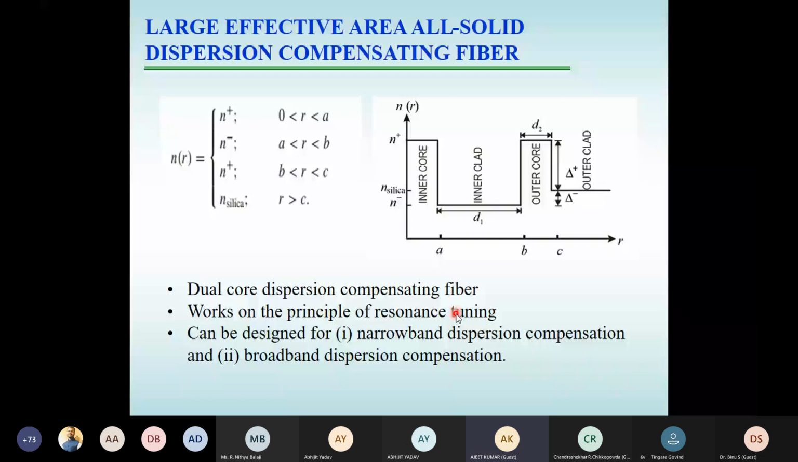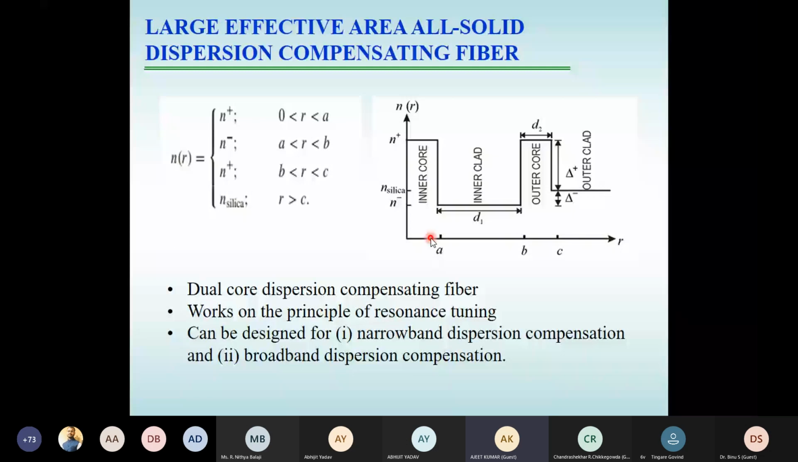So this we have done with the help of a fiber which is called dual core fiber. Again, in the dual core fiber, we have an inner core, we have the outer core, and then we have inner clad and outer clad. A similar structure we have used for the LMA, but here the designs are different. Here the A value will be small, and we will try to tune them to achieve this.